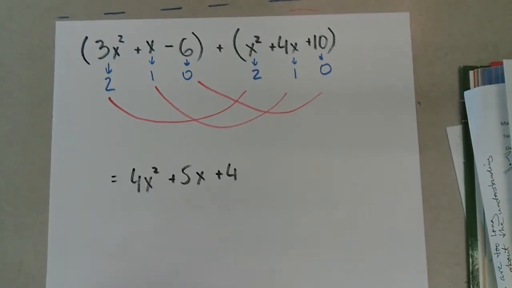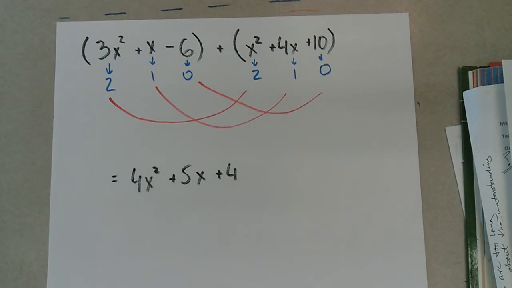Once you finish mixing everything, 3x squared and an x squared, that's 4x squared. x and 4x, that's 5x, and a negative 6 and a positive 10, that's positive 4.